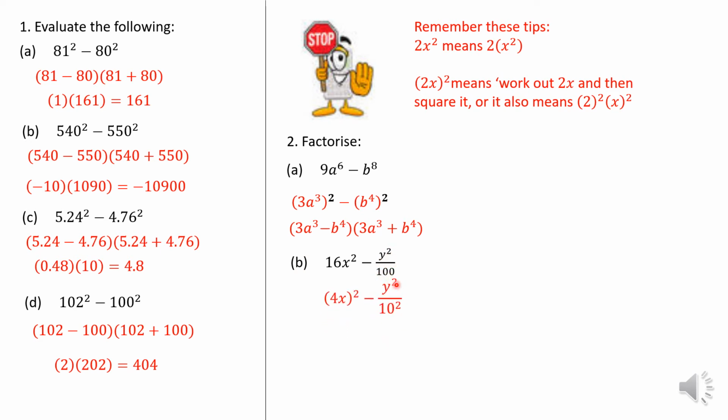100 can be written as 10 times 10, 10 squared. And 4 is the square root of 16. Okay, so now you can drop and have 4x. Okay, now here the nice thing is when you have y squared over 10 squared, the square is actually for the numerator as well as the denominator. And then you just write 4x minus y over 10 and 4x plus y over 10.